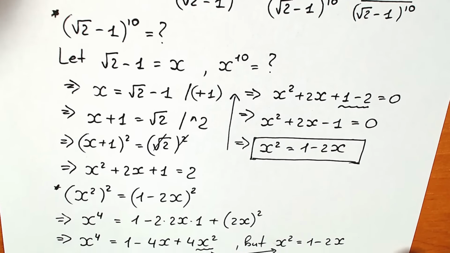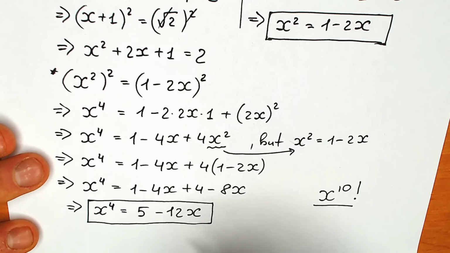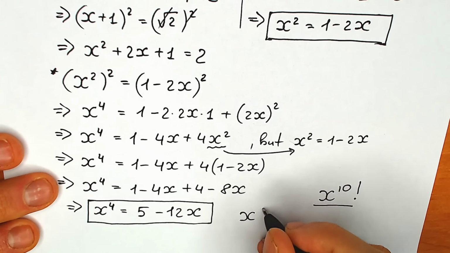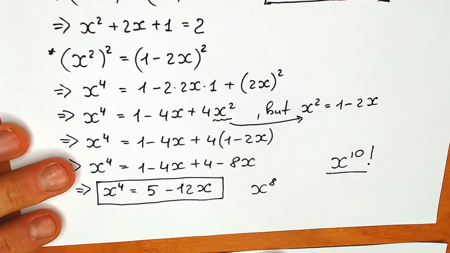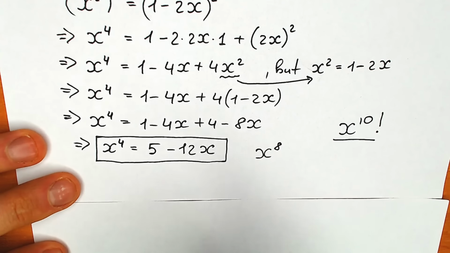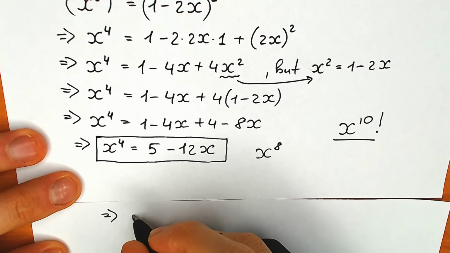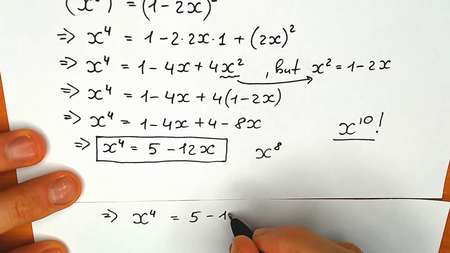So that's why our next step, I hope you understand, we need to raise this once more to the second power. Then we will have x to the power 8. So that's why our next step is to rewrite this expression and raise to the power 2 once more. So we have x to the power 4 equal to 5 minus 12x.